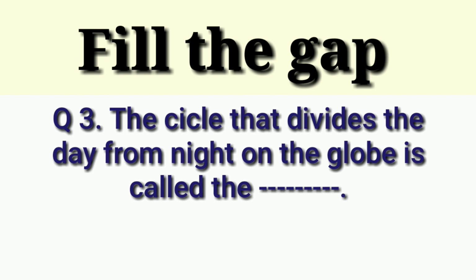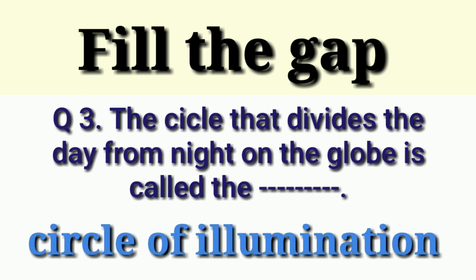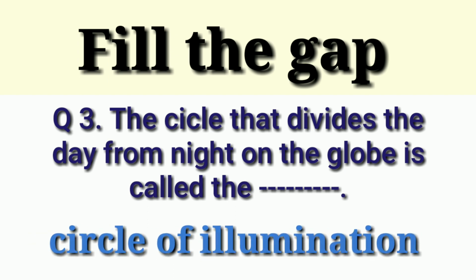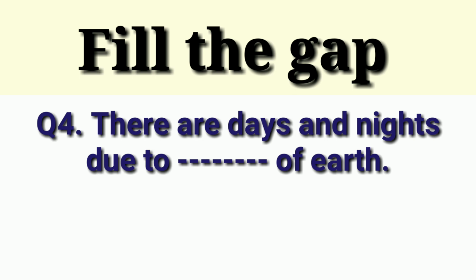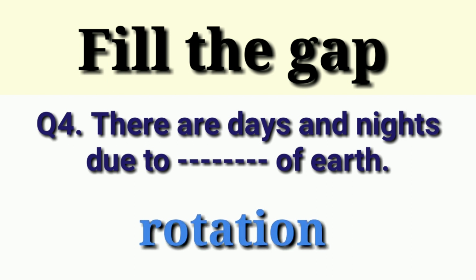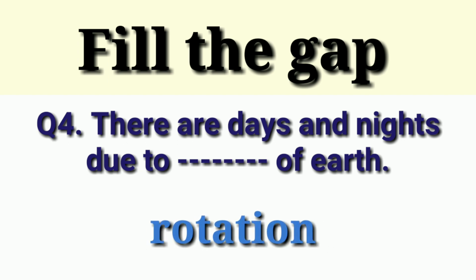Next question is, the circle that divides the day from night on the globe is called the dash. Answer is circle of illumination. Next question is, there are days and nights due to dash of earth. Answer is rotation, due to rotation of earth.